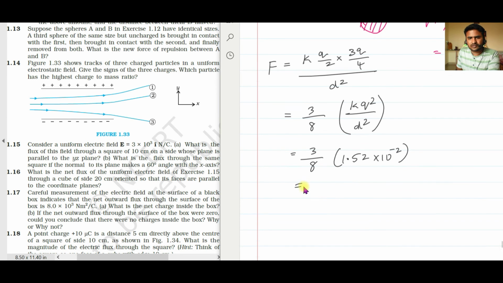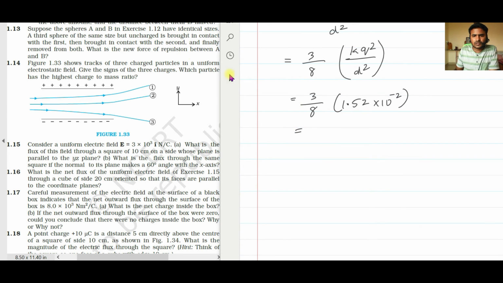Alright, so now when you simplify this, you will get 0.57 into 10 to the power of minus 2 Newton, okay. So that's going to be our answer. You can write this as 5.7 into 10 to the power of minus 3 Newton, okay.